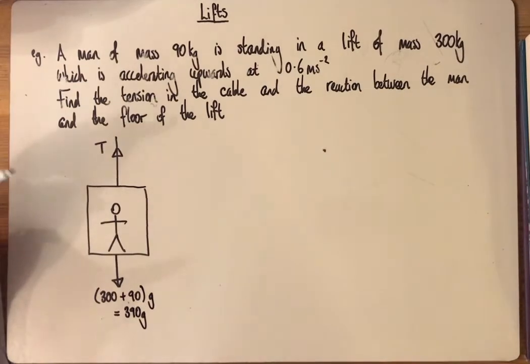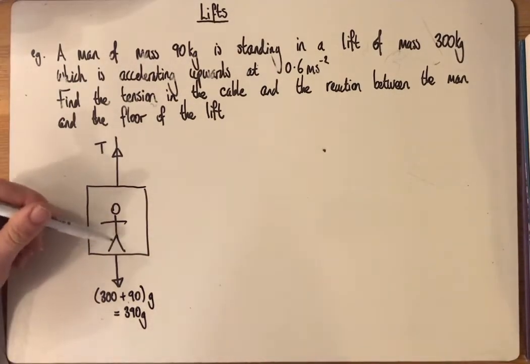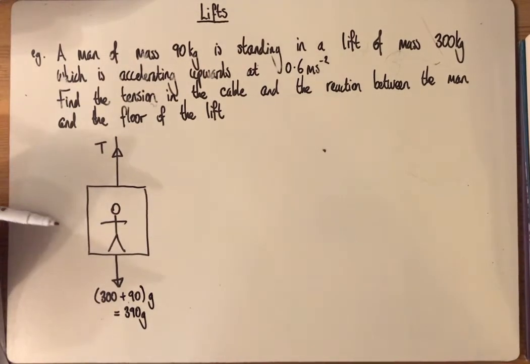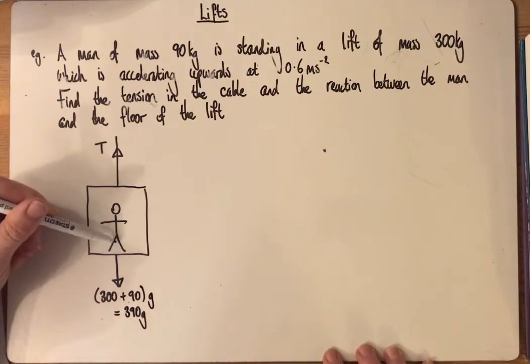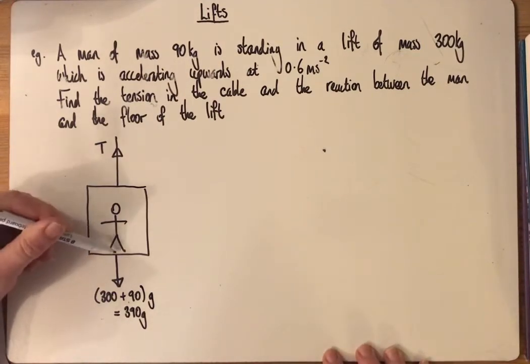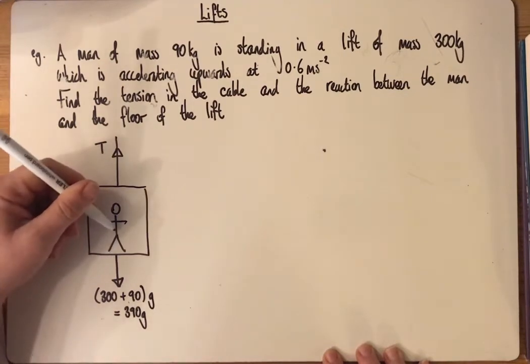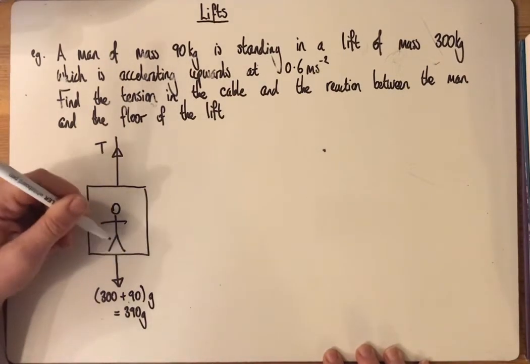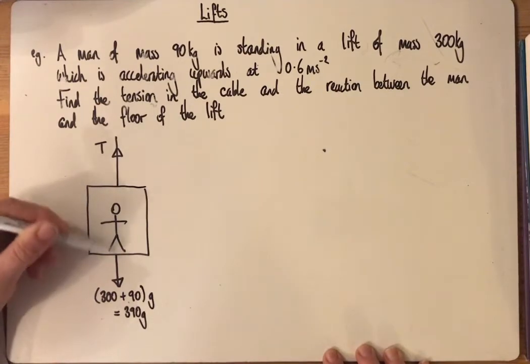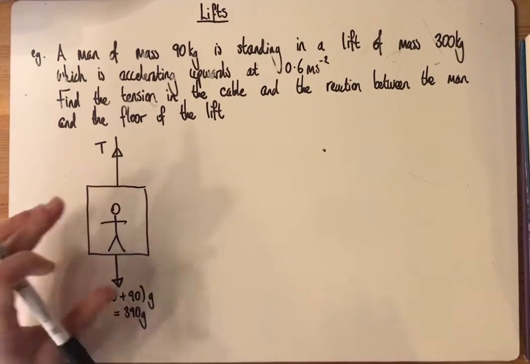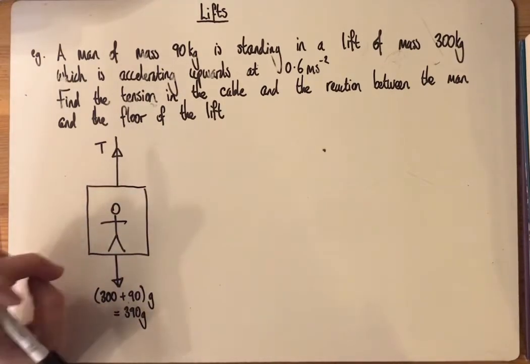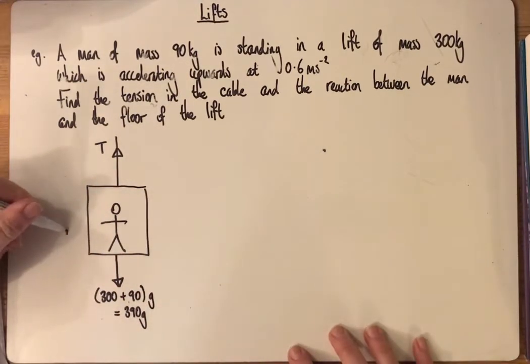What's happening when you treat the system as a whole is there are these reaction forces. So when you went up and down in the lift on the scales, there's the reaction force that acts up on the man, and there's the reaction force that acts from the man down into the lift. But because they're equal and opposite, they cancel each other out. So we can treat this as a whole to find the tension in the lift cable.